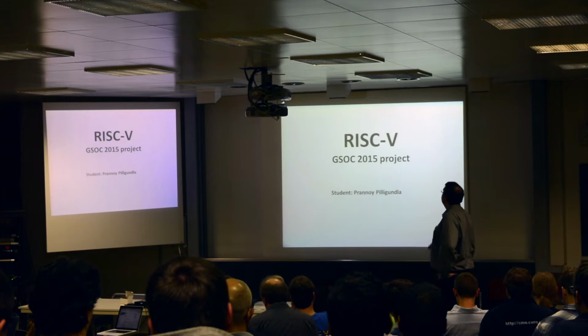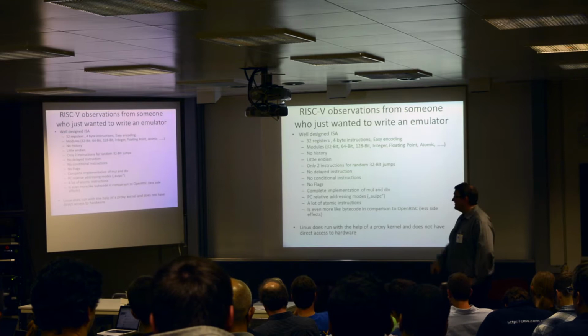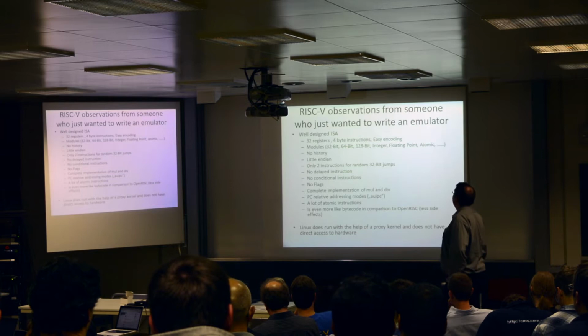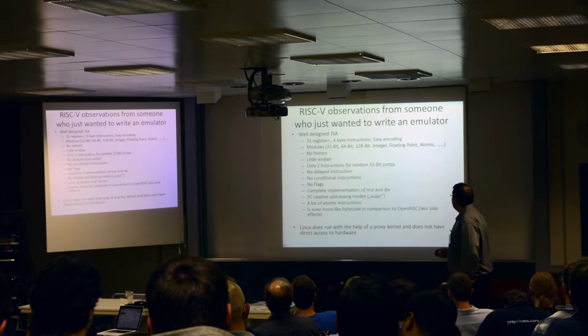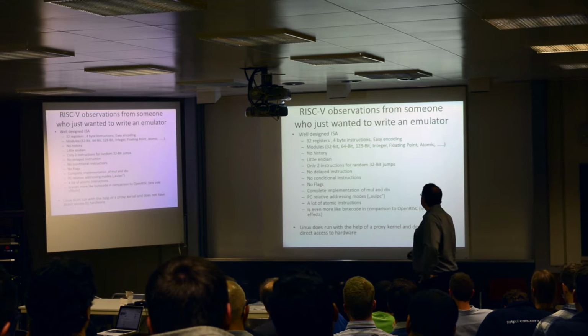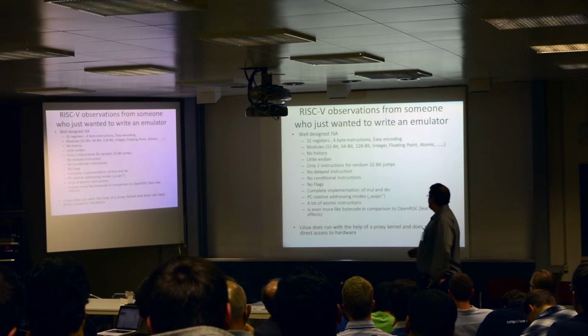I'll just tell you a little bit about RISC-V, as we had this nice talk at the beginning. This is what I realized after a certain time. Really, what I also have to say, it's a well-designed ISA. You have your 32 registers, usually for byte instructions, easy encoding, and so on. You have this modularization. What is important for me, it has no history, which is very nice, but if you know the ARM architecture or something, it's quite horrible.